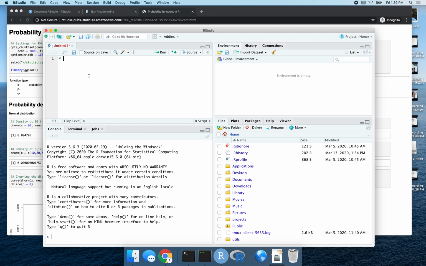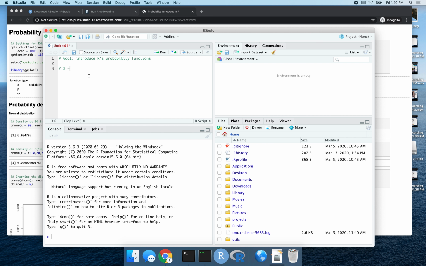So the goal is to introduce R's probability functions. The reason we're doing this is because it's year 2020 and we don't really need to look up tables anymore. We can just compute things directly. So this is how I would compute a probability if someone asked me to do it.